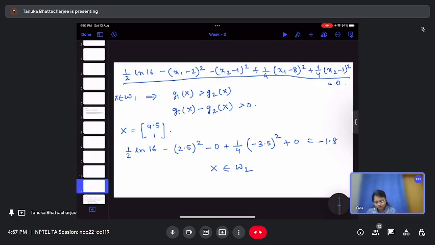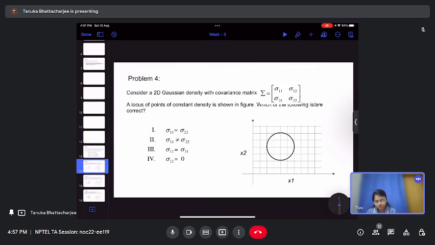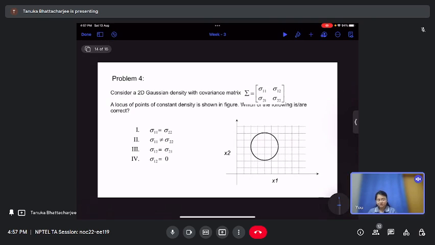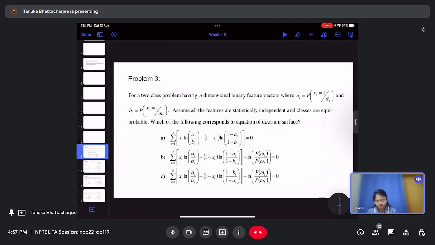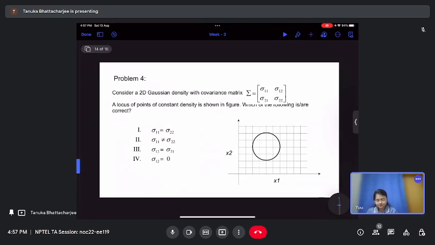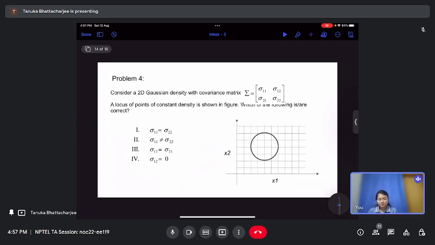We will quickly move to some small problems. I am skipping one problem here that is on binary features. I will take that up in the next class. In this problem, it is given that we are considering a 2D Gaussian density with covariance matrix sigma given as this matrix, and the locus of the points of constant density is shown in the figure. Which of the following is or are correct, we have to say.